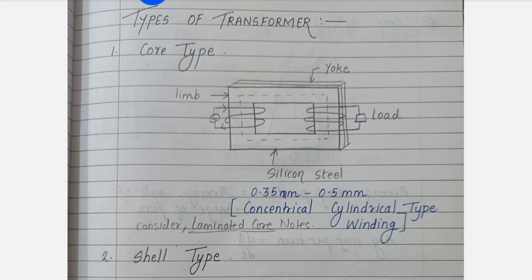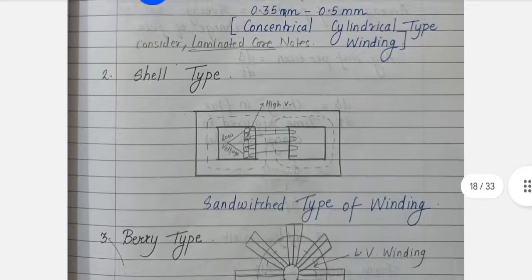So the thing you have to remember here is silicon steel, okay, and its thickness is 0.35 millimeter to 0.5 millimeter, and you have to remember here concentric cylindrical type of winding is used, okay. So this was about core type.